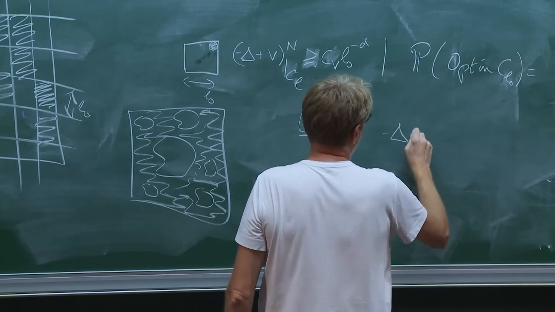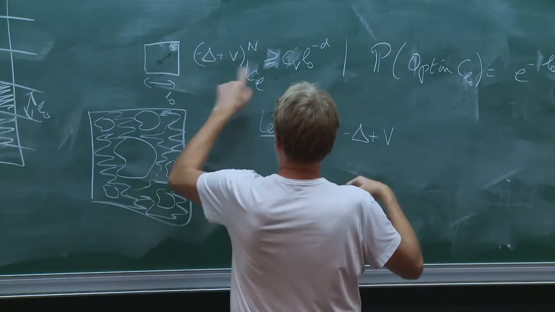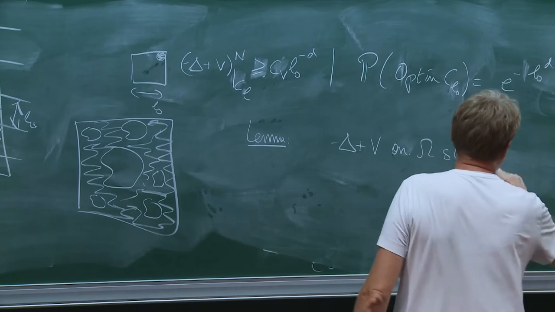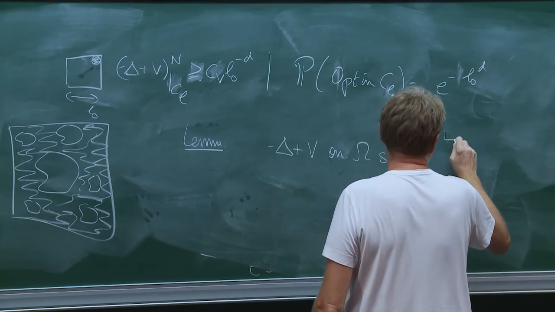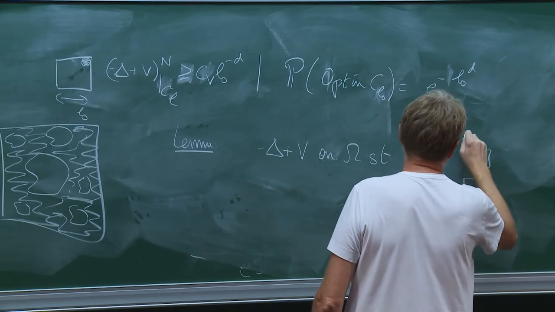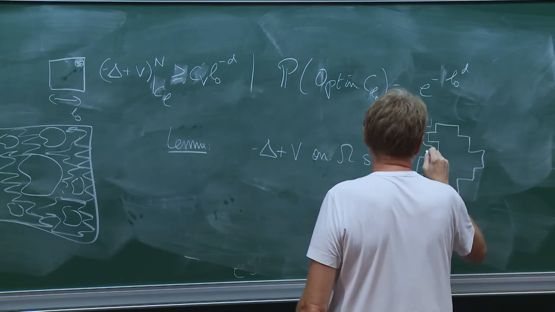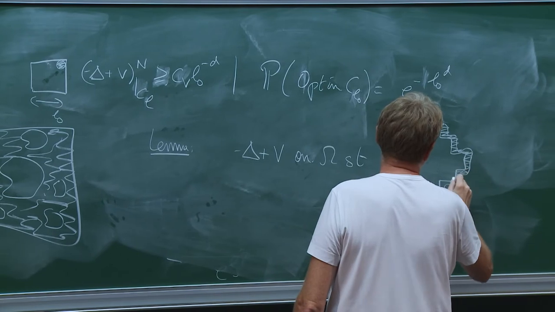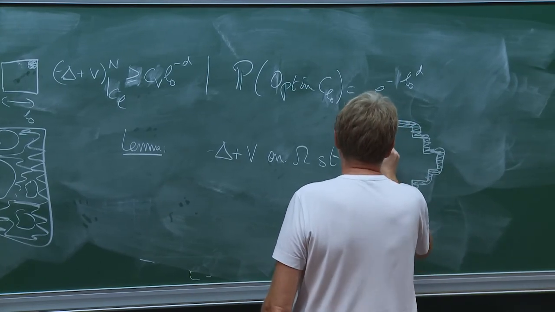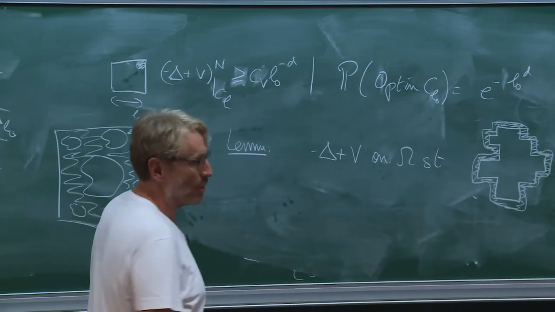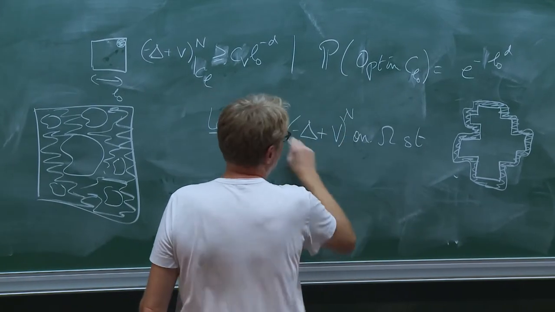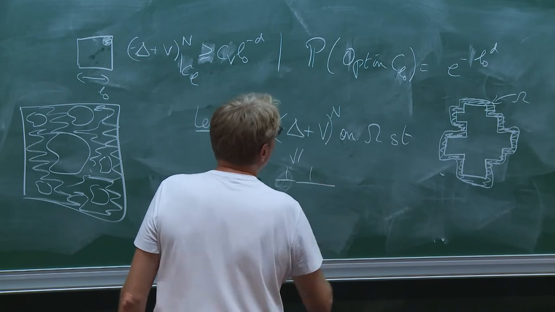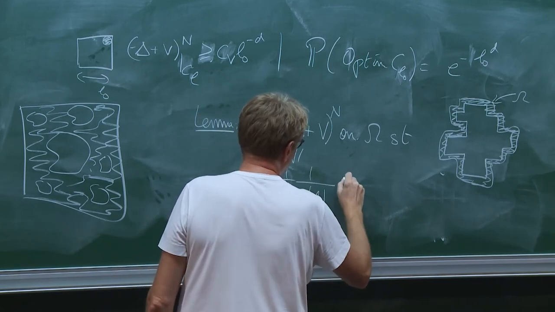Imagine that you take minus Laplacian plus V, where the V is the one we had, such that on omega, the omega is the following. You have the white cluster, so I'm drawing like this. And here you have a boundary which is black. Black means that there is a potential? Exactly. Black means that in all the points next to the boundary, you have at least one of these potentials. Well, then this operator with Neumann boundary conditions on omega, so that's the exterior boundary of omega, is going to be larger than some constant, 1 over c, times 1 over the volume of omega to the power 2 over d.